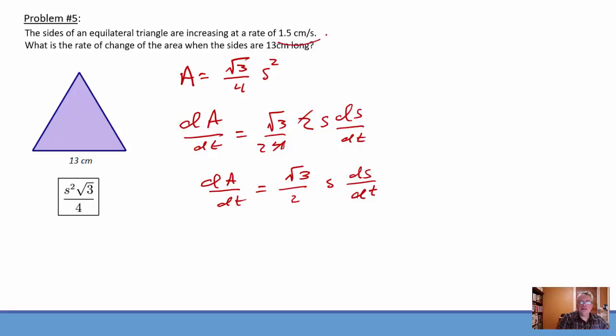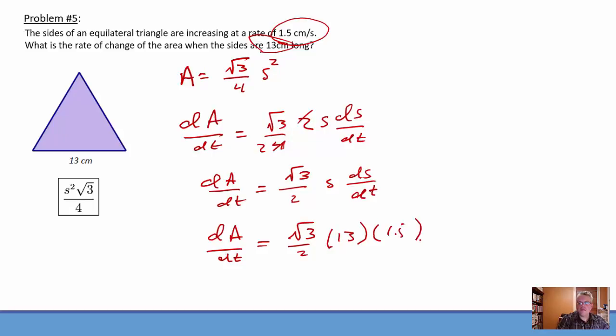Okay, so ds/dt is 1.5 and s is 13. We're ready to go. The derivative of the area is equal to square root of 3 over 2 times s, which is 13, times ds/dt, which is 1.5. Okay, and the units would be centimeters squared per second. Again, we could multiply this out and get a decimal. I'm going to leave it like that.